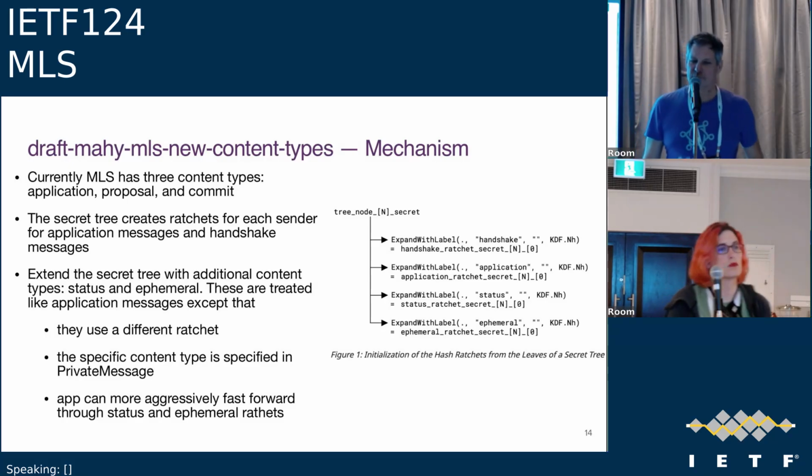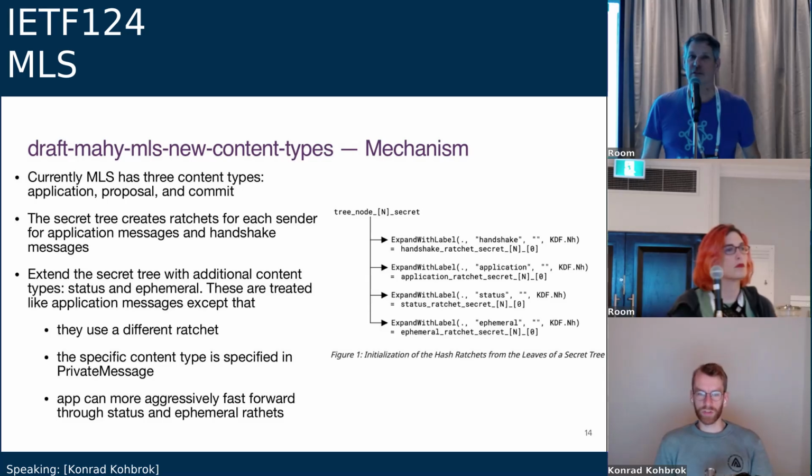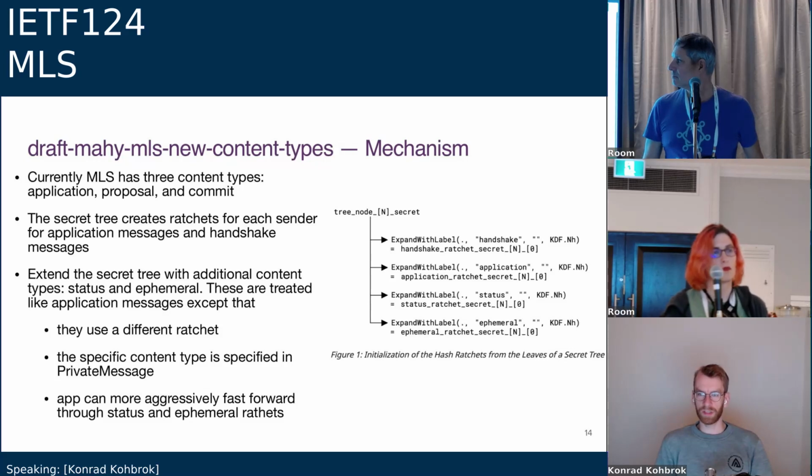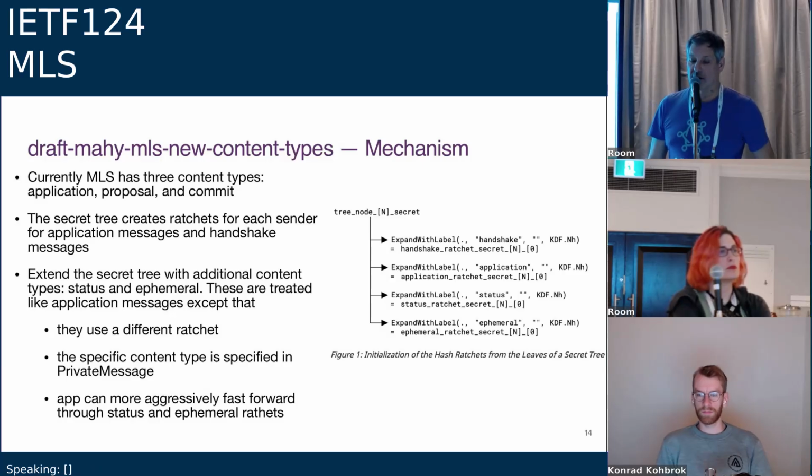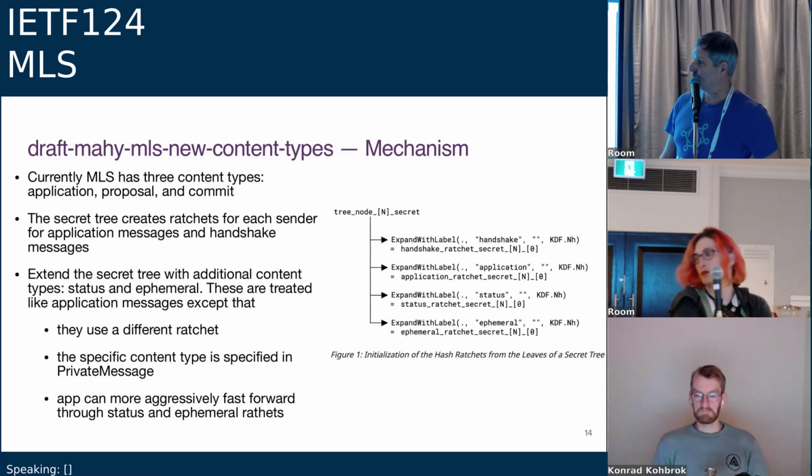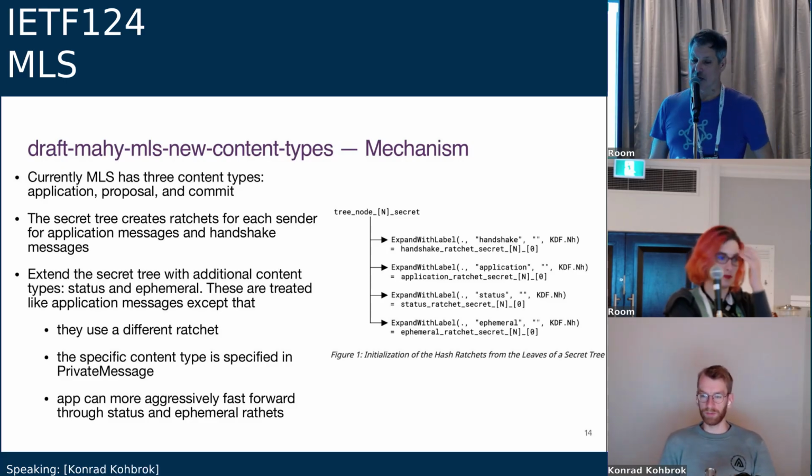Conrad. Yeah. So a quick question. Why, instead of introducing specifically status and ephemeral, why don't we make content type extensible? Like, why don't we make it an IANA registry? And then you can still add your two status and ephemeral kind of types. Do you add new ratchets for each content type or not? Yeah, we could. I mean, why not?